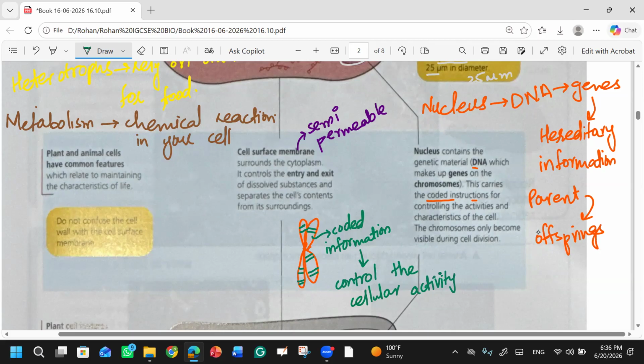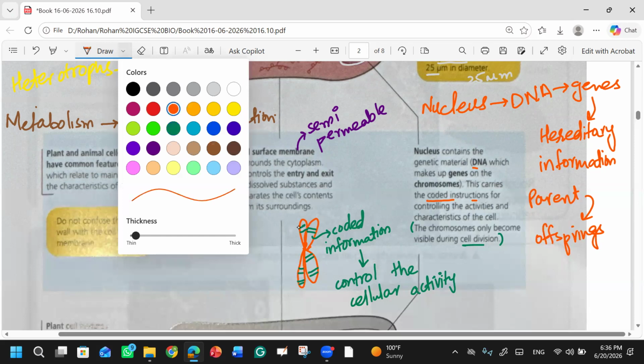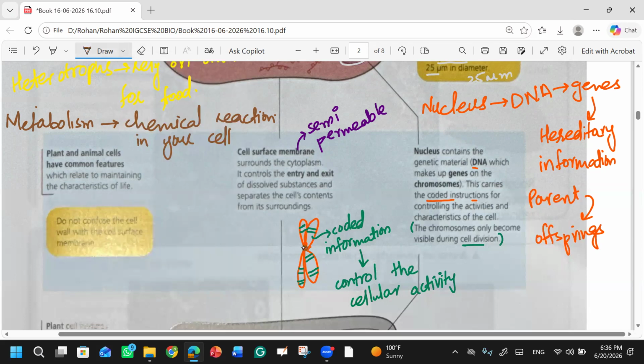The chromosomes only become visible during cell division. This is important. We will discuss in the chapter on cell division how the chromosomes appear and how they look. Till this point, just know that chromosomes contain the genetic information. They have coded information, and this coded information controls the cellular activity of your body.